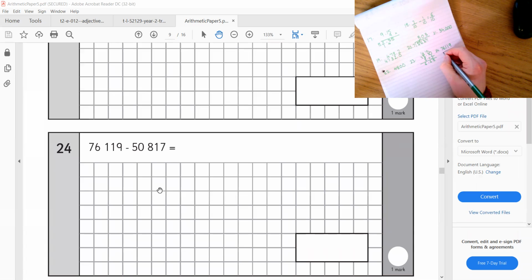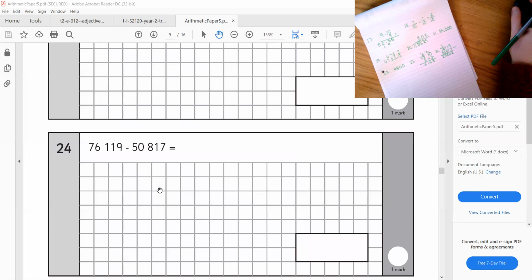76119, and then 50817. Take them away. So then 9 take away 7 then is 2. 1 take away 1 is 0. I'm about to say 1. 1 take away 8 can't do. That's going to turn into 8, 9, 10, 11. That's 3, 5, 2. 25302 is what you should have there.